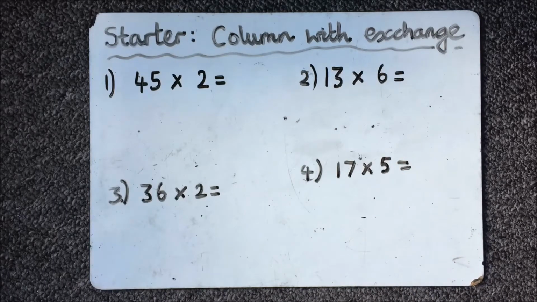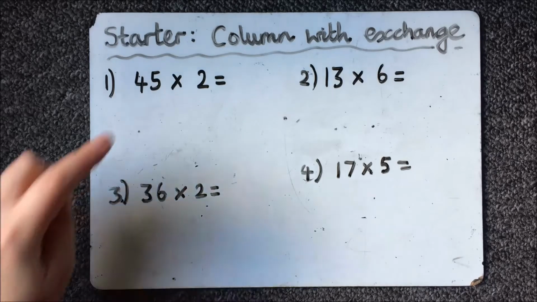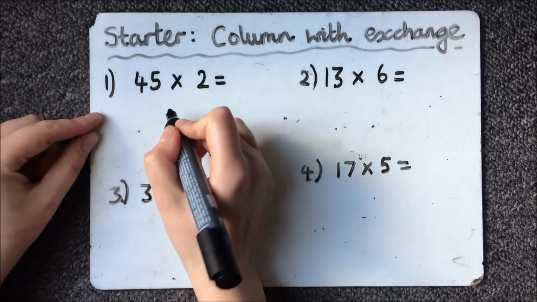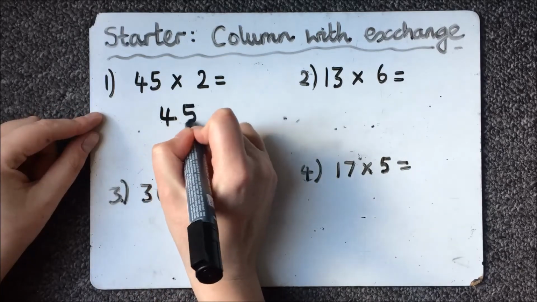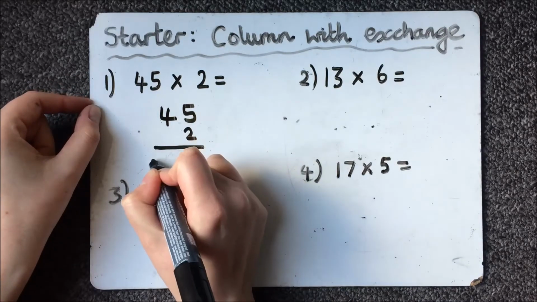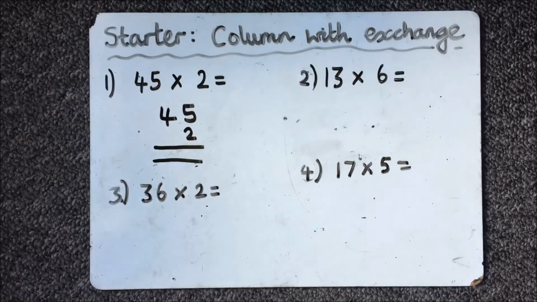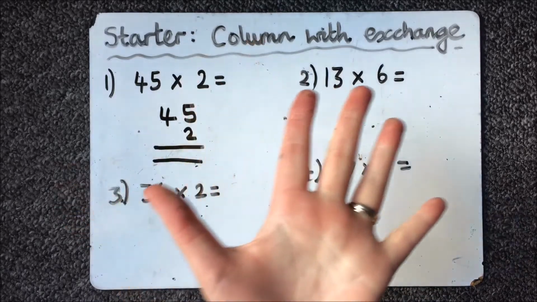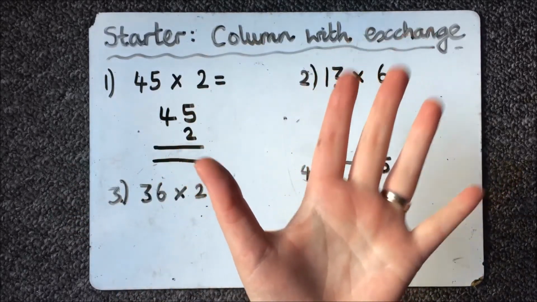Let's do the first one together, and when you're confident, you can take a piece of paper or a whiteboard and have a go at doing them by yourselves. Let's start together. 45 times 2, 45. And the 2 goes underneath the 5 because they're both ones. Then what do we do? Can you remember? 5 times 2, 5 fingers up, counting 2s, off we go.